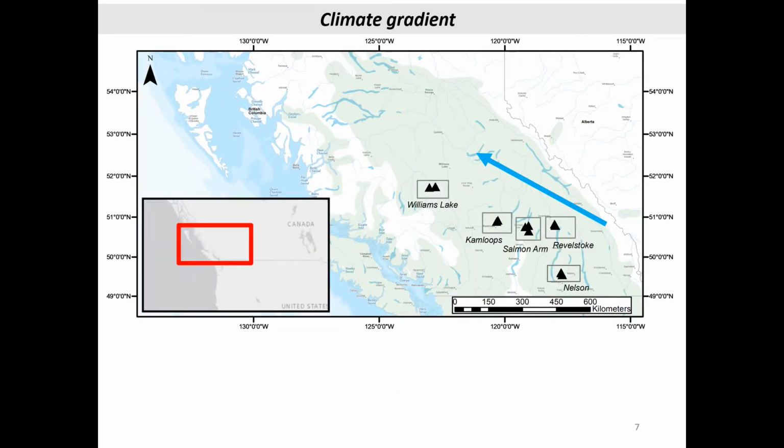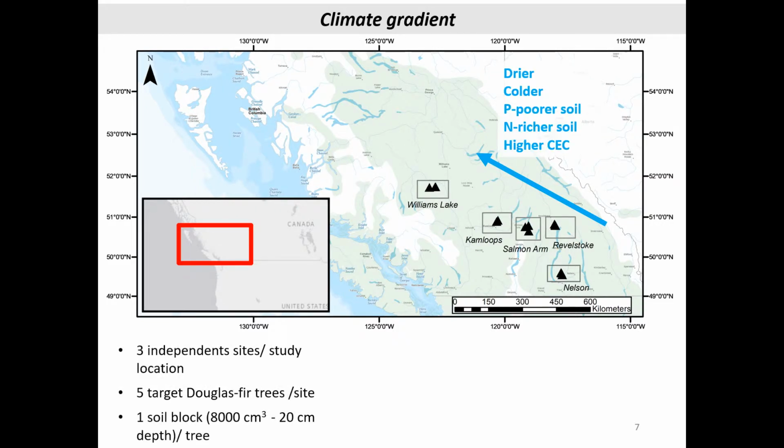To tackle this question, I selected a strong climate gradient within a constrained geographical area. This is southern British Columbia, and the gradient was from about 49 degrees north to 52 degrees north. As you go from the south to the north of the gradient, the climate gets drier and colder, the soil gets poorer in phosphorus but richer in nitrogen, and the soil is characterized by higher cation exchange capacity. The gradient is pretty short compared to what we can see in other papers, but it also allowed me to minimize the differences in day length among study locations.